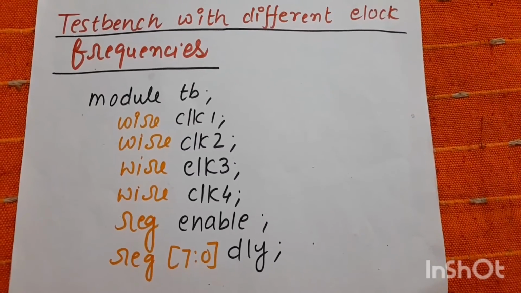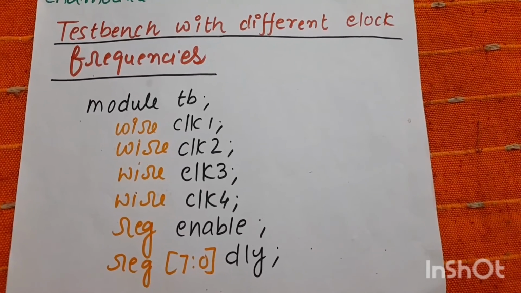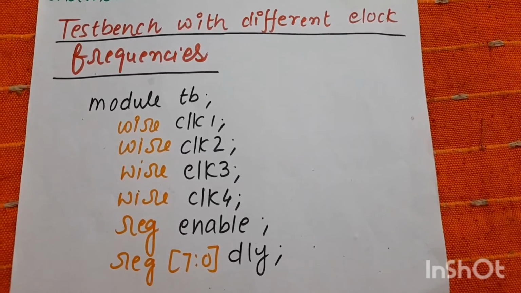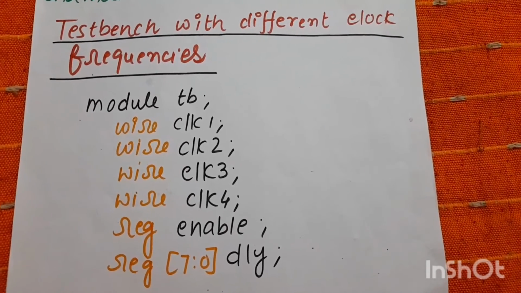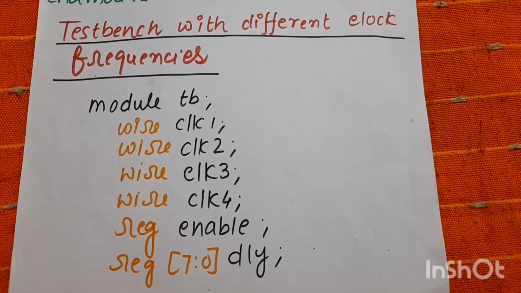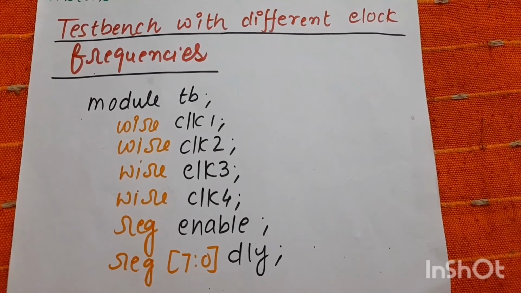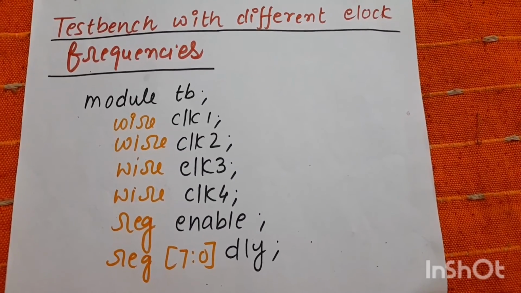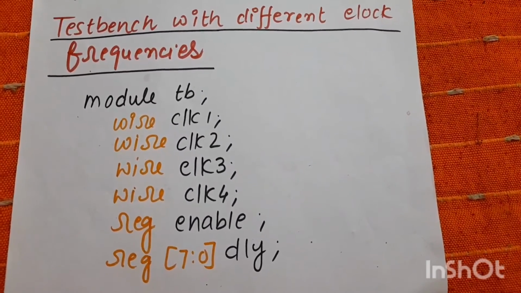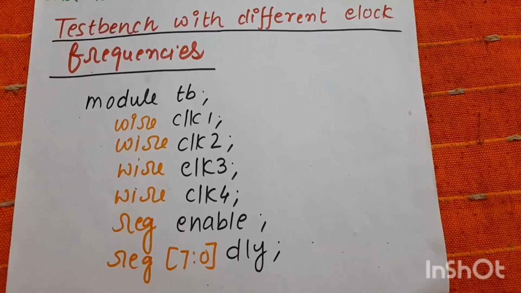Now we are writing the test bench for this module clock gen, the test bench with different clock frequency. ठीक है, अभी हम टेस्ट बेंच लिखेंगे क्लॉक जेन मॉड्यूल के लिए जो जनरेट करता है डिफरेंट क्लॉक फ्रीक्वेंसी. सो मॉड्यूल टी बी, ओके, वायर क्लॉक 1, वायर क्लॉक 2, वायर क्लॉक 3, वायर क्लॉक 4. Reg is an enable. Enable is of reg type and delay is of 8-bit. It is also of reg type.